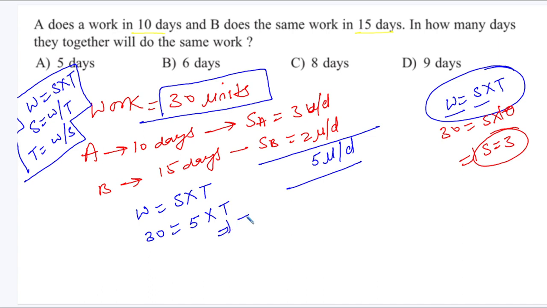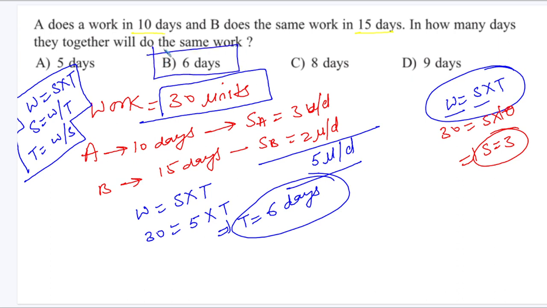So from here I'll get the time as 6 days. Trust me, the question will become very easy if you assume the right number for the amount of work to be done.